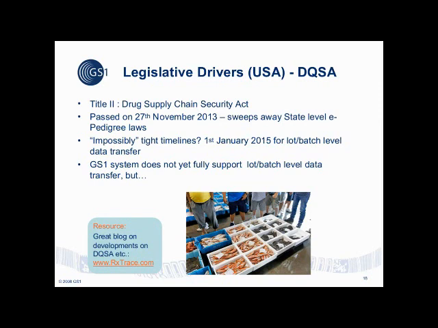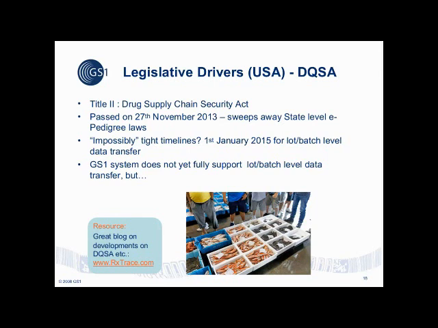What it will do, which is of great benefit, I think, to the industry, will be to sweep away the state-level e-pedigree laws, which were in development and in use. So the Californian, the Floridian, and the various others which were in development will now all be replaced by a single federal law, and Title II of it, the Supply Chain Security Act, is what most of us will be affected by. There is this impossibly, everyone thinks, tight deadline of January the 1st at the end of this year for lot or batch level data transfer.